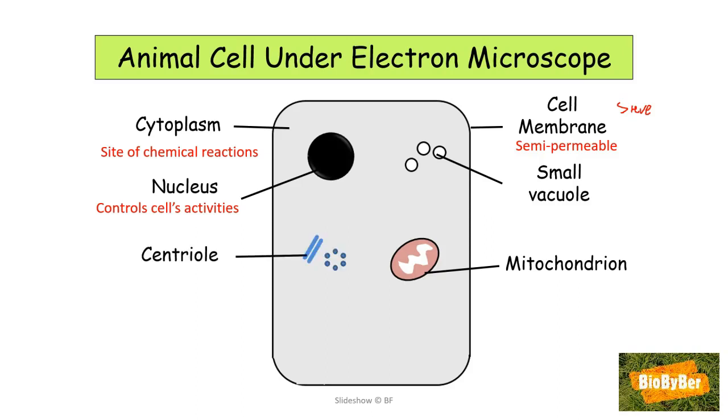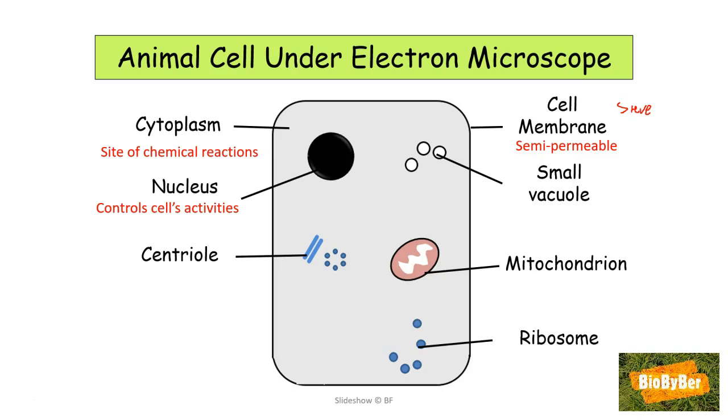The next cell component is a centriole. A lot of biology books don't include the centriole in the animal cell. I like to include it. It is present in animal cells and we will need it for the understanding of a future section.